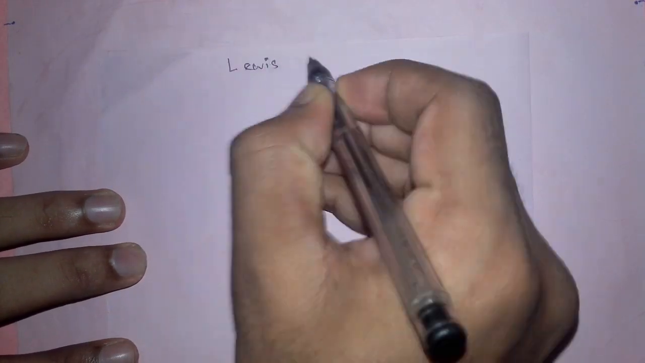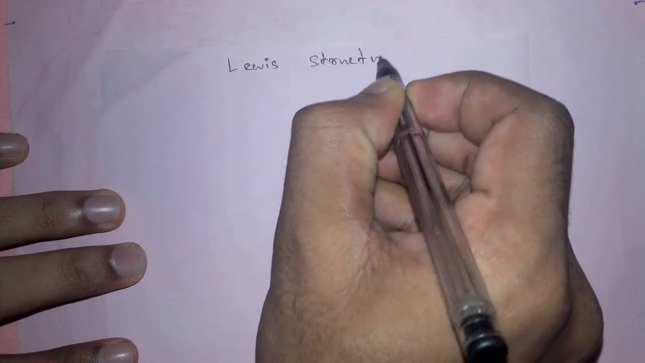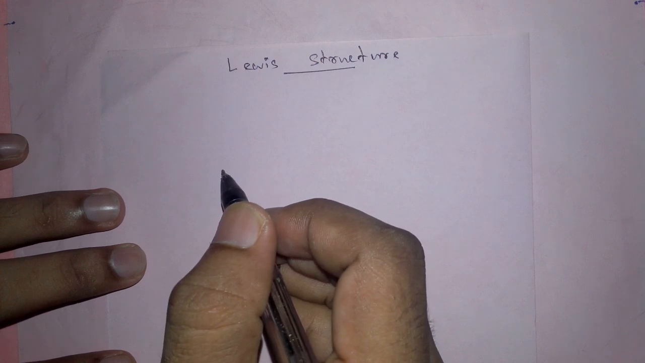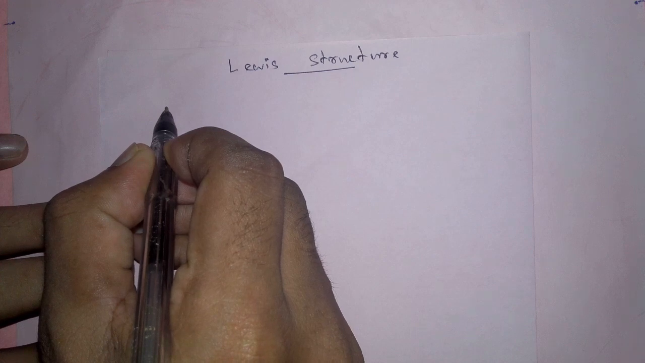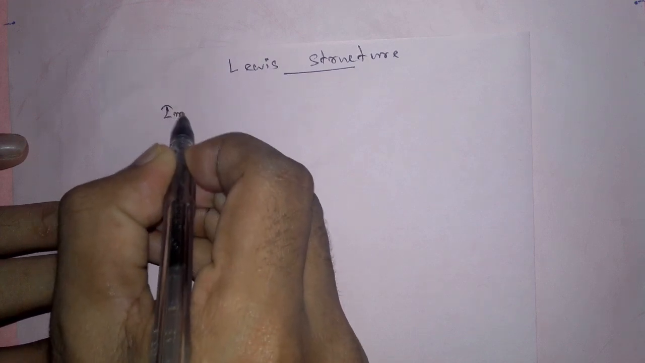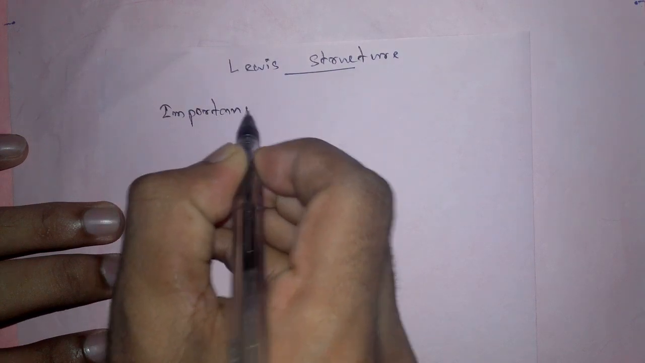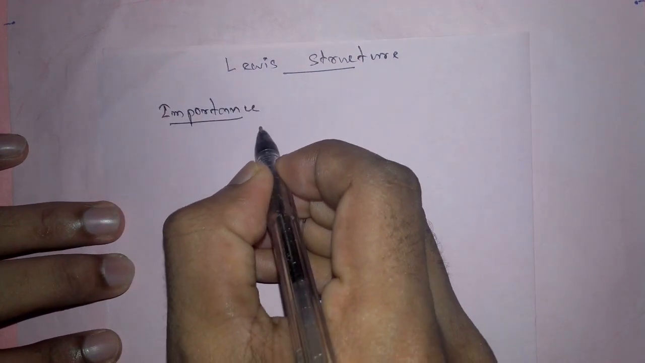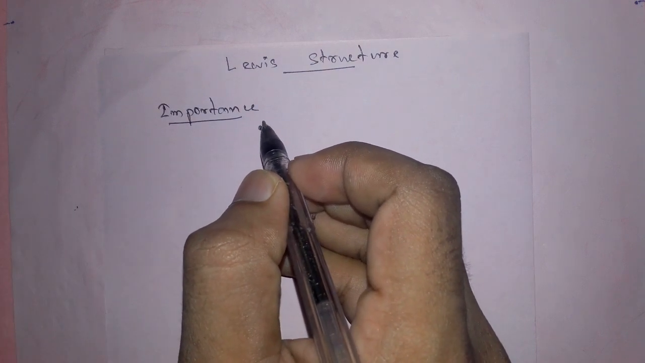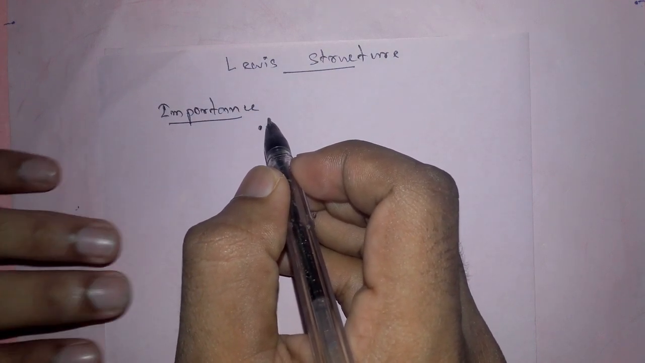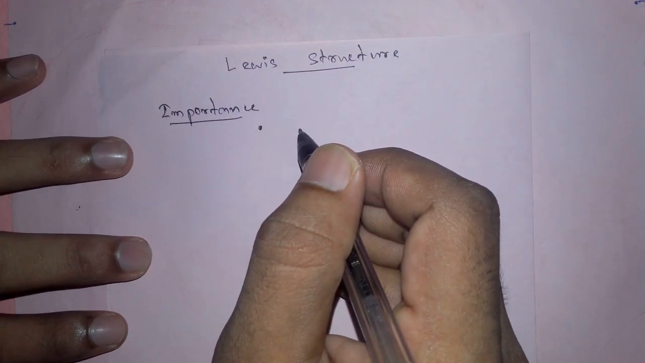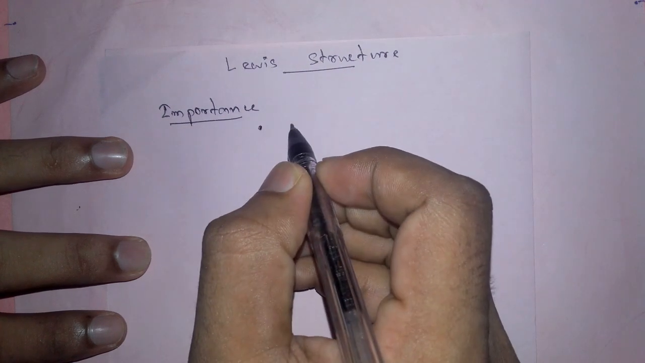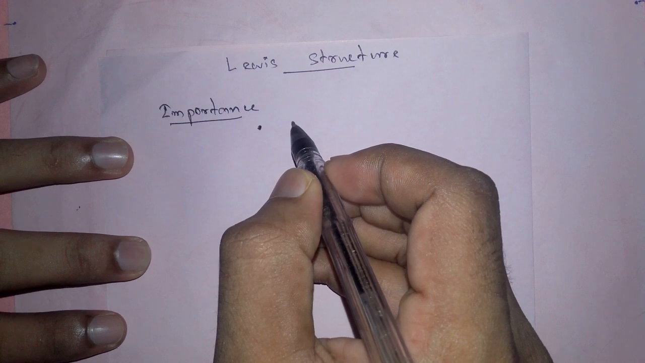Well, today we are going to learn about the Lewis structure. And firstly, we have to learn about the importance of learning this Lewis structure. There are three main importances of learning Lewis structure. First one is by using this Lewis structure we can identify and know the arrangement of atoms in an ion or in a molecule.